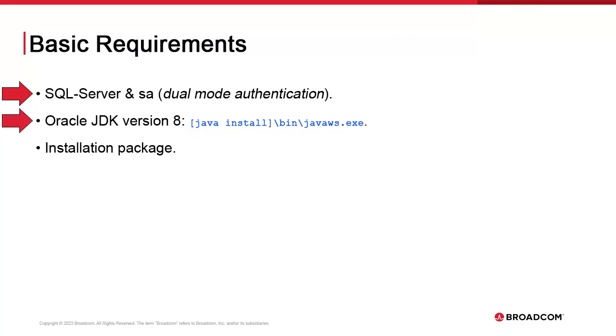AAI requires the Java Development Kit version 8. The full JDK 1.8 is needed, one that contains the Java Web Start. The full JDK is different from the Java runtime environments. Without it, AAI will not work. You can check in the Java installation directory. Look for the Java WS executable in the bin directory. Finally, we need the AAI installation package from Broadcom. Note that the installation is being performed with the administrator accounts.